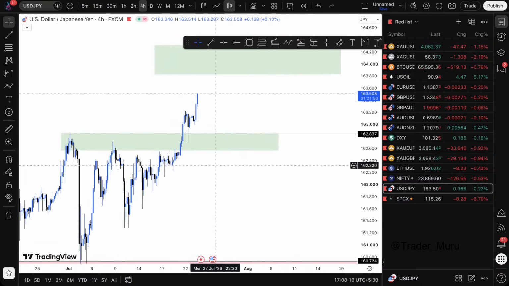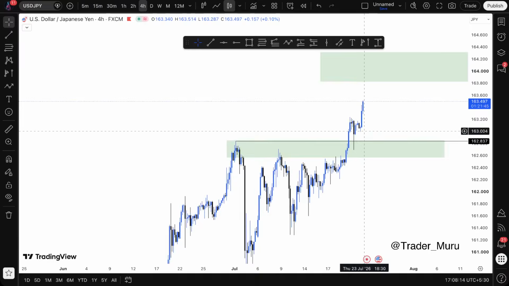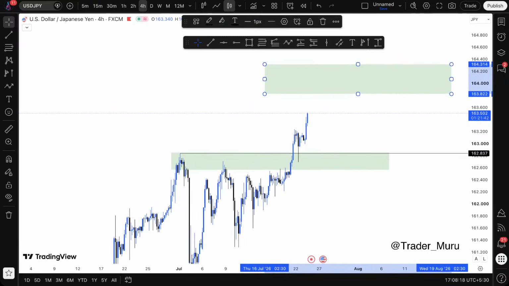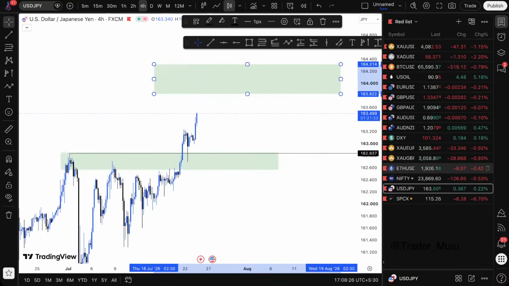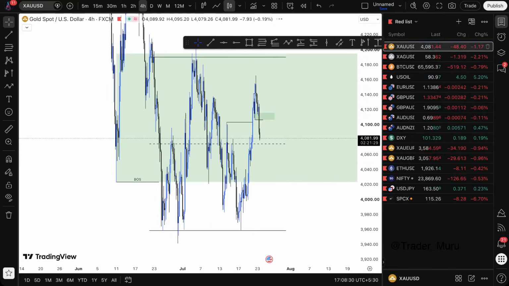USD JPY, yesterday we were talking about that it is bullish from this area and it can test this fib level target near about 163.8 to 164.3. Price is going for that target now. So this is the overview we have talked about yesterday, and now we will watch for our entry.